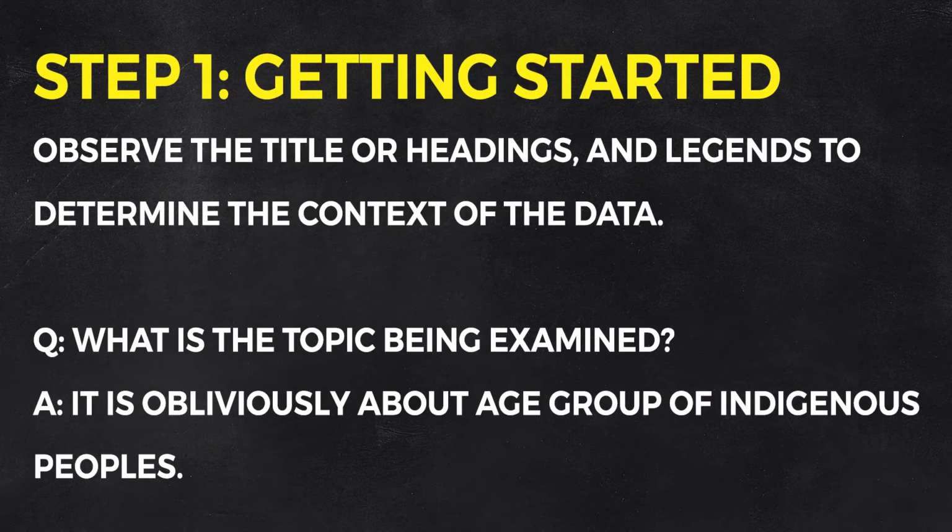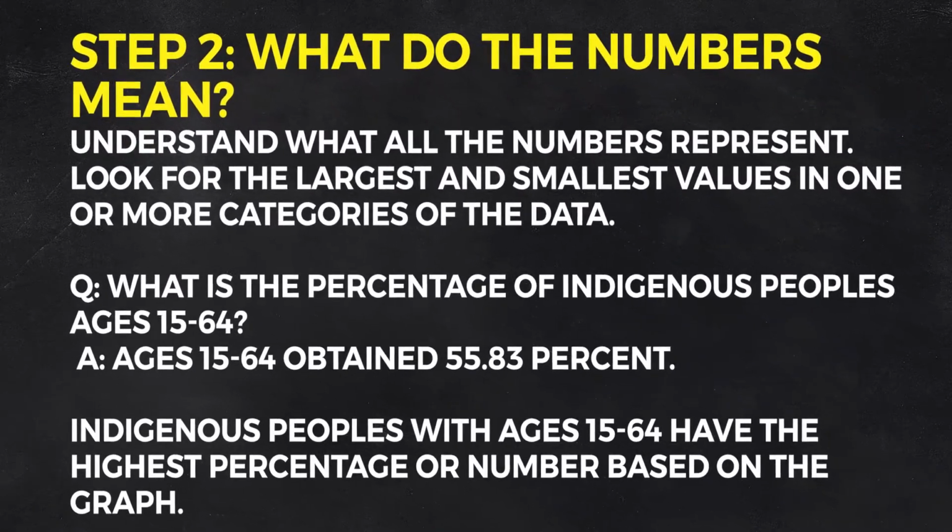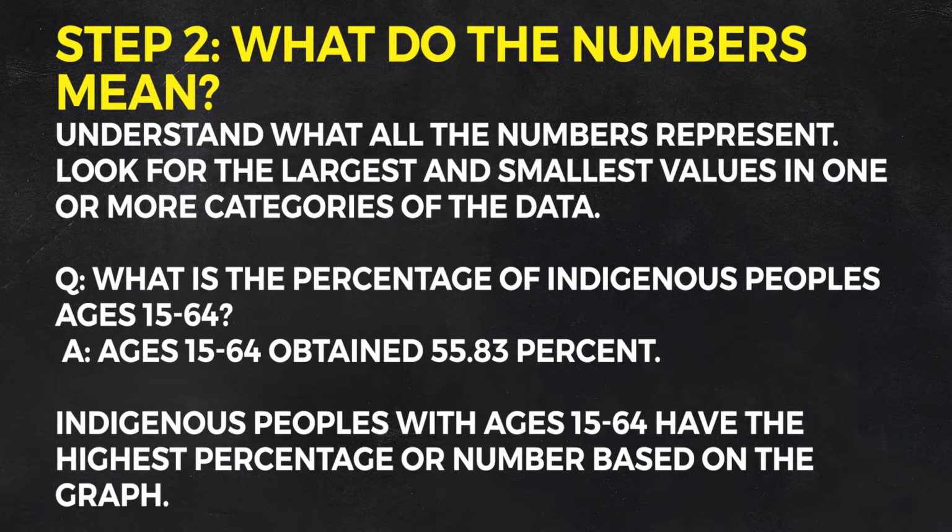Example question. What is the topic being examined? The answer is, it is about the age group of indigenous peoples. Step number 2. What do the numbers mean? Understand what all the numbers represent. Look for the largest and smallest values in one or more categories of the data.